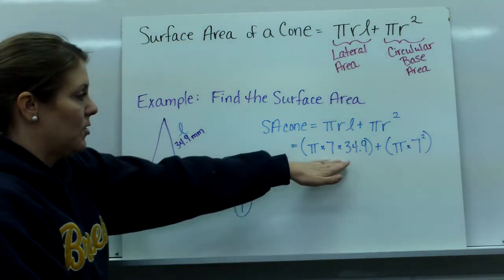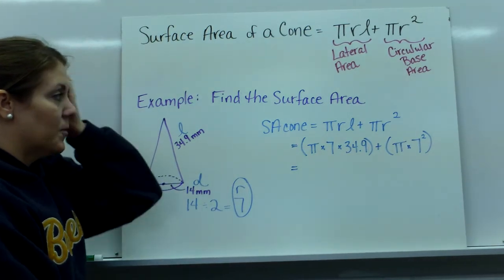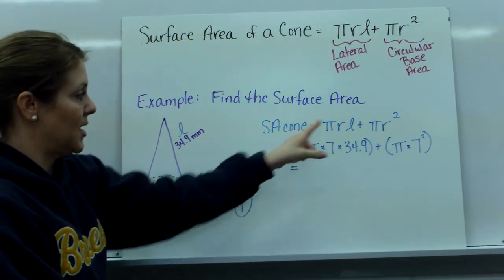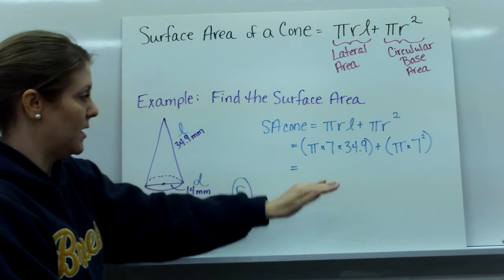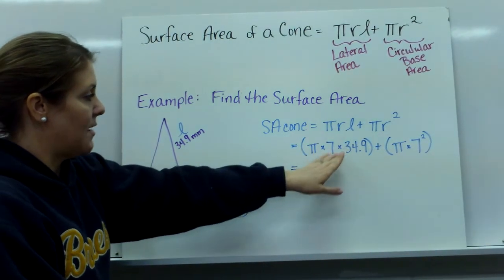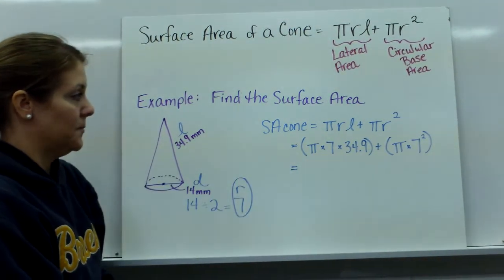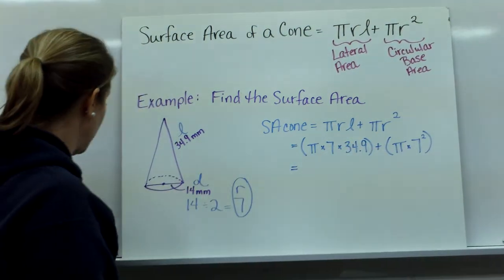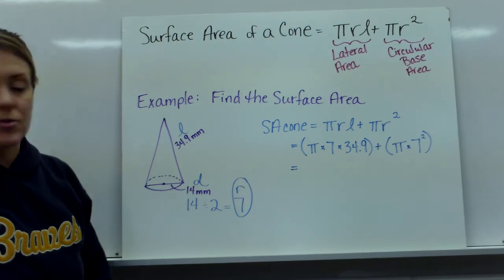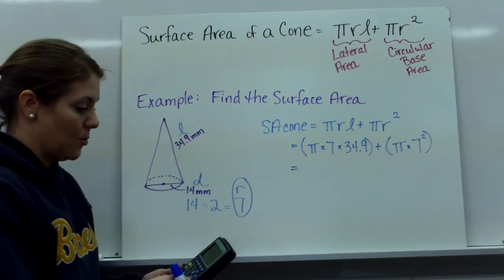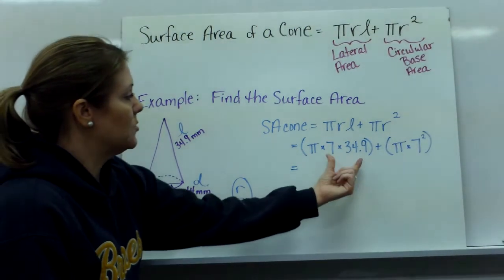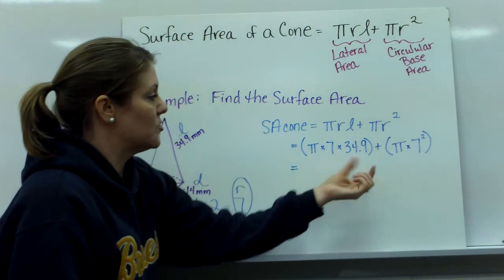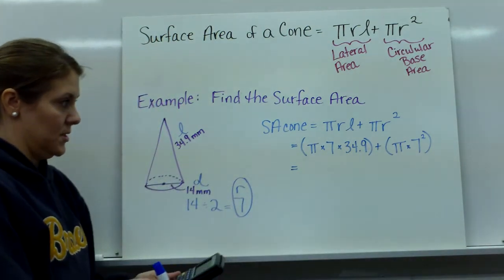All right, again, I've already put the values into our formula. So pi times r times the lateral height will be pi times 7 times 34.9, and then pi times r squared will be pi times 7 squared. So let's do the math, and remember, order of operations, we want to do all of this multiplication first and then last do our addition.